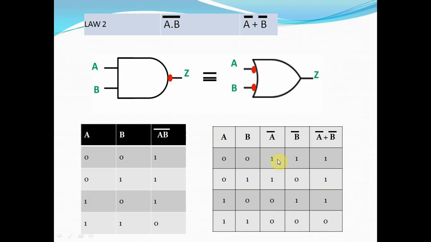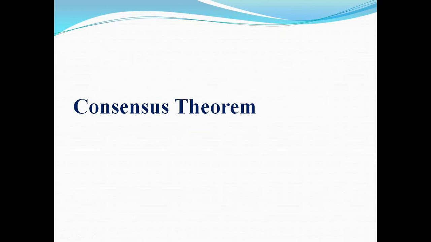And we are going to add both the terms: 1 plus 1 is 1, 1 plus 0 is 1, 0 plus 1 is 1, and 0 plus 0 is 0. If you observe carefully, the output of both logic diagrams is identical, which is not going to change or vary.